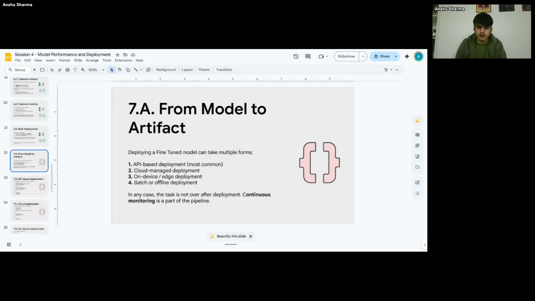Now we move on to deployment. So how do we actually deploy our model? There are four major ways you can deploy your model. So to deploy a fine-tuned model, we have four ways. The first is API-based deployment. The second is cloud managed deployment. The third is on-device, also known as edge deployment, and the last is batch or offline deployment. Right. So what are these four ways? Let's discuss the four ways of deployment.